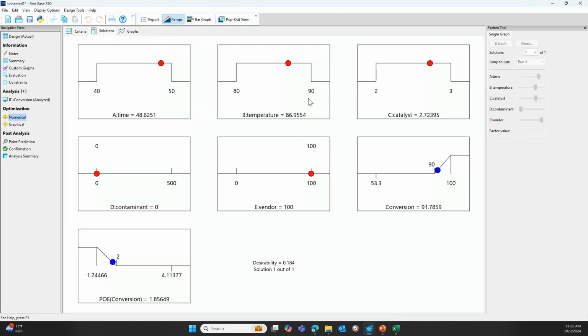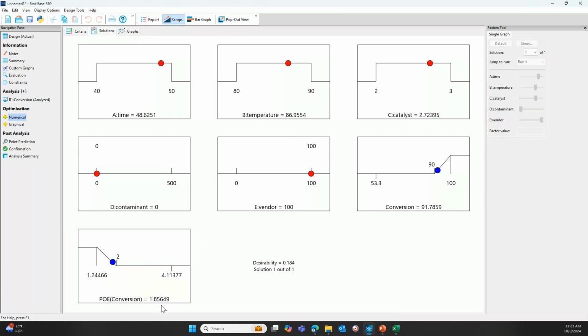So we're going to change the time, the temperature, and the catalyst are all honed in. We've got the contaminant at 0 because we're filtering it. We've chosen the catalyst supplier to be 100% A. And now what we're doing is we're balancing the variation in our conversion against the absolute conversion. And so what we find is, before we took POE into consideration, we could attain essentially 100% on the conversion. But now, if we want to keep it stable, robust for the distillation column, well, we can keep the POE for the conversion.